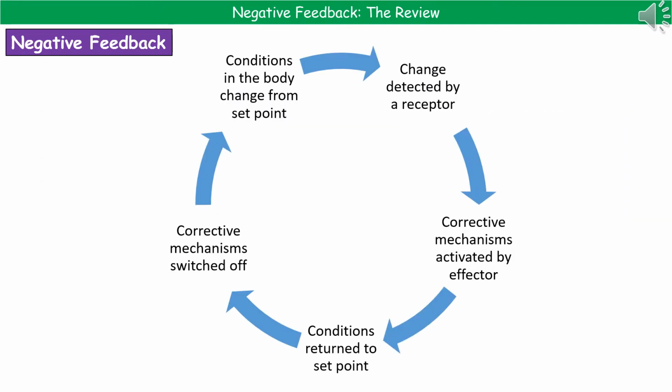So to give you an idea of how this works, it's probably easier to think about it as a little circle, so a cycle. So what we have is the conditions in our body are going to change from their set point, first of all. That change is detected by a receptor, which then activates corrective mechanisms in the effector, which returns those conditions to the set point, and as a result of that, the corrective mechanisms are switched off.